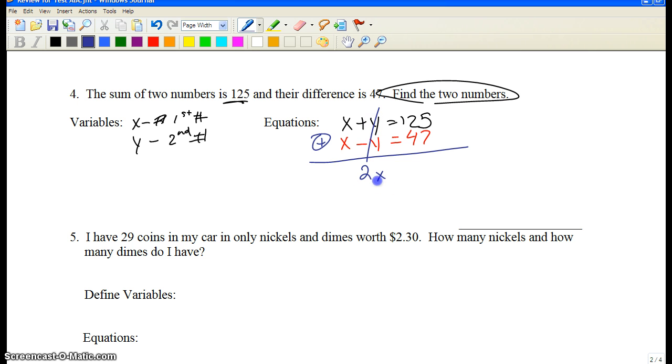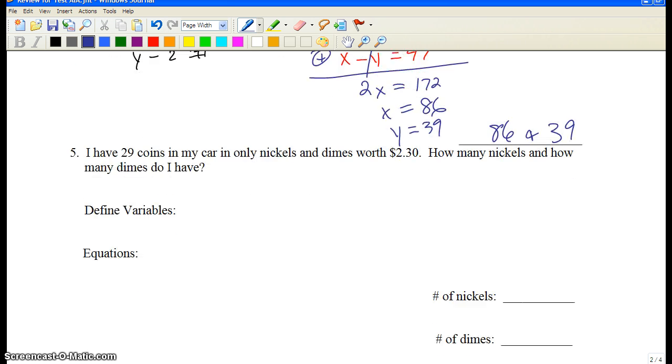That's 0. You get 2x equals 125 plus 47, which is 172, and you get x is 86. Then you end up finding your y as well, and you get y is 39. So the two numbers are 86 and 39. Woohoo, we did it. Let's go to the next problem.